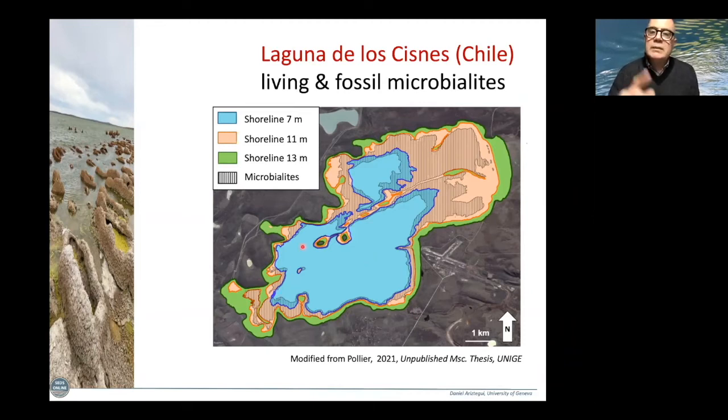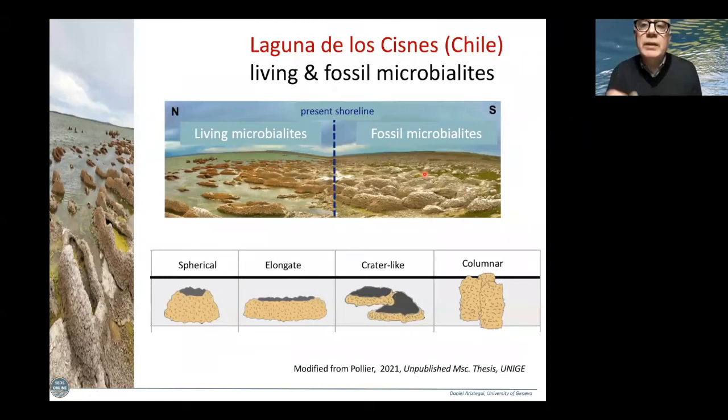And we identified, kind of like in the previous case, different shorelines, where you can see here a shoreline at 13 meters, 11 meters, and 7 meters. And you see that it's plenty of microbialites that are shown like that. The nice thing is that we have the present shoreline, we have the living microbialites, and next to them, the fossil ones. So Clément identified 4 different types: spherical, elongate, crater-like, and this columnar one.